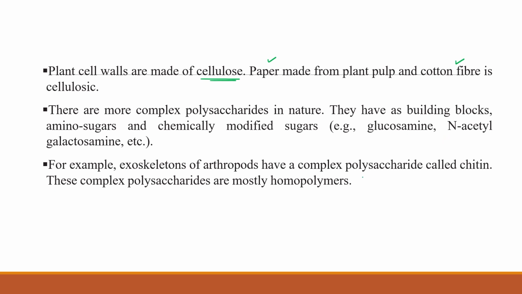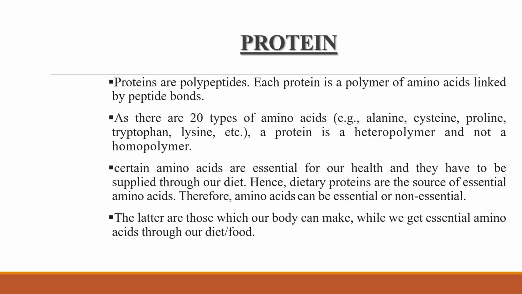Similarly, the exoskeleton of some arthropods is also made up of a polysaccharide, and that polysaccharide is known as chitin. This chitin is also almost a homopolymer. So there are a few examples like cellulose, like chitin, and different types of glucosamine derivatives. These are the examples of polysaccharides.